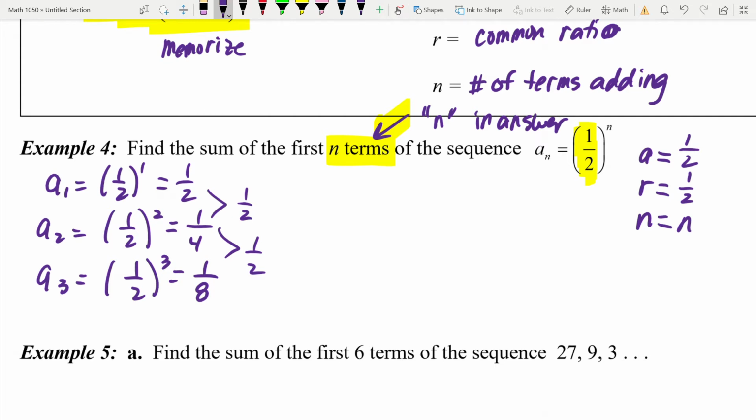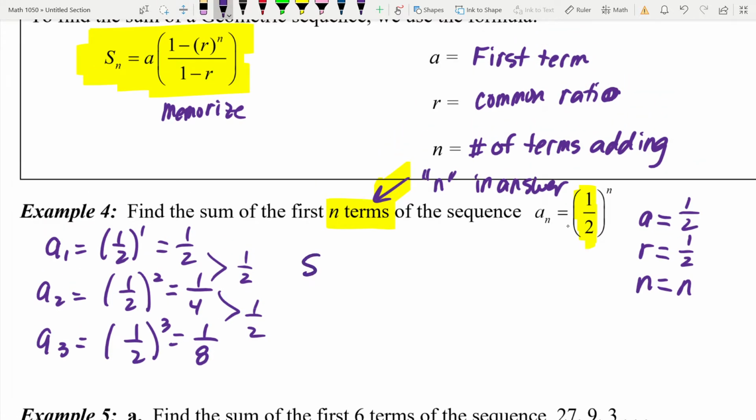Okay, so let's find it. The sum of the first n terms is the first term, which is 1/2. See the parenthesis? I'm actually going to make it a bracket just because sometimes it gets kind of complicated. And then it's going to be 1 minus the ratio, which I'm putting in parentheses. See how I put parentheses around my formula that you've memorized? Raising to the n power over 1 minus the ratio, which is 1/2. Okay, now that's not your answer.